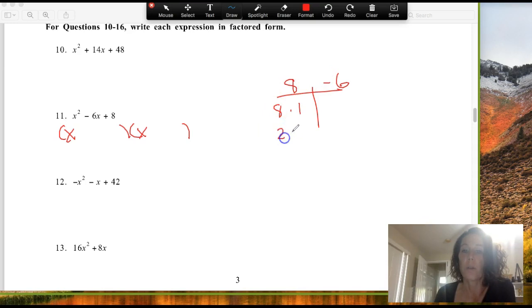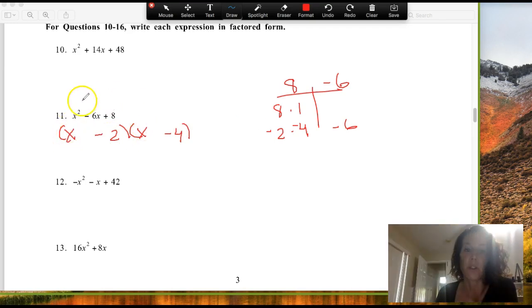Or I can do 2 times 4. Well, 2 times 4 could possibly give me -6. This is positive, but that's negative. So let's go negative times the negative. That gives me a positive, and if I add those, that gives me -6. So there's my factors. -2 would go here, -4 would go here. Check it when you FOIL.